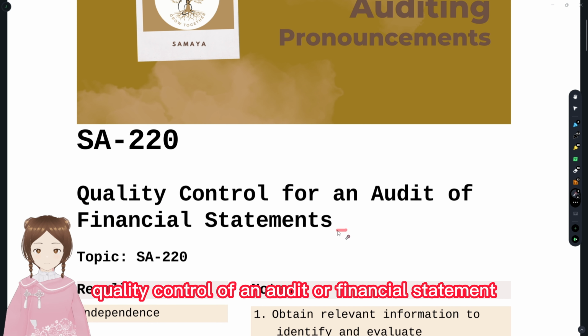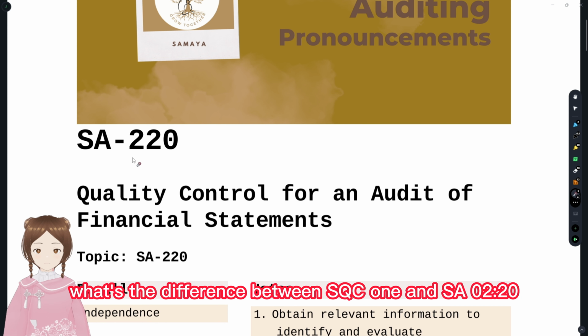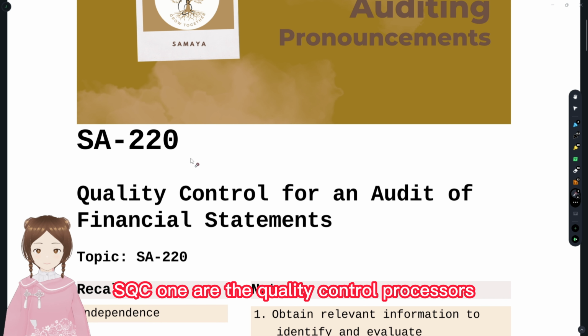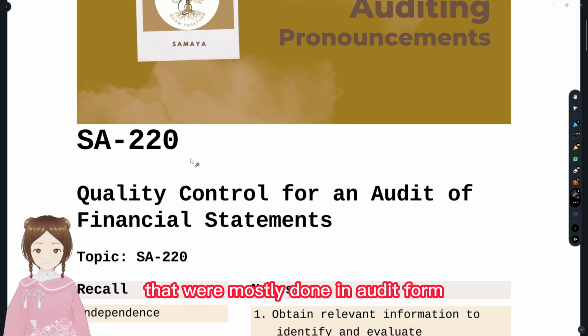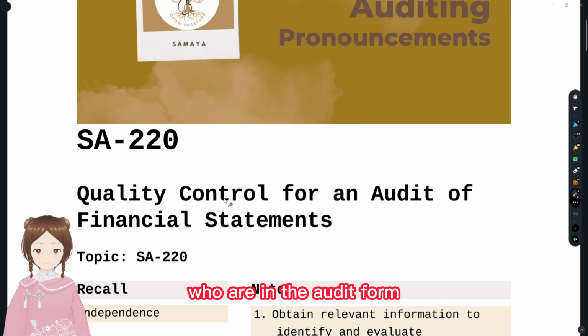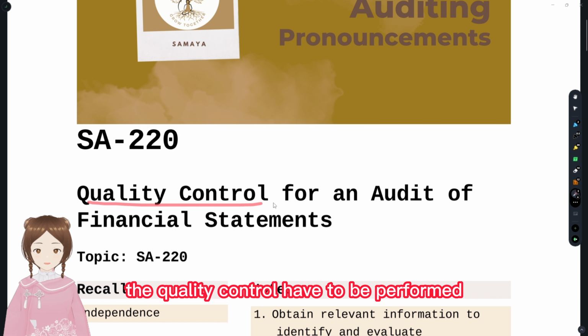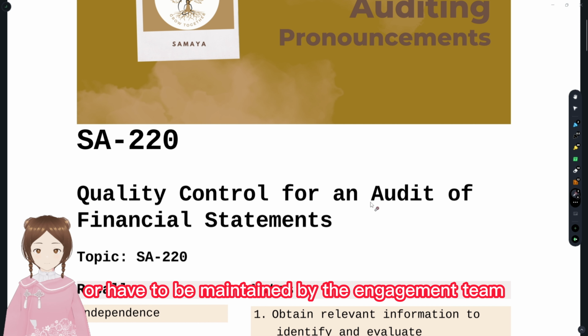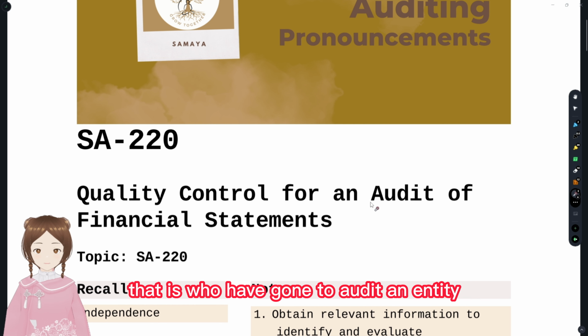Today we are going to discuss SA 220, quality control of an audit of financial statements. First, we'll discuss the difference between SQC1 and SA 220. SQC1 covers the quality control procedures mostly done in the audit firm, to be followed by all personnel in the firm. Under SA 220, the quality control has to be maintained by the engagement team, that is, those who have gone to audit an entity.